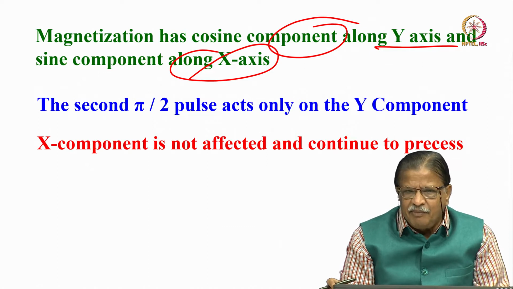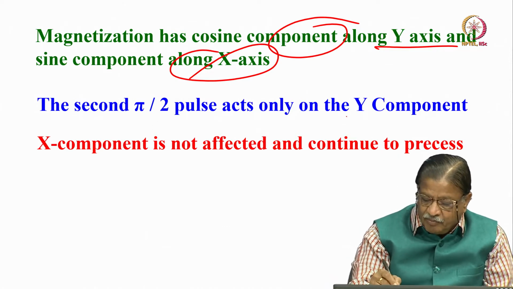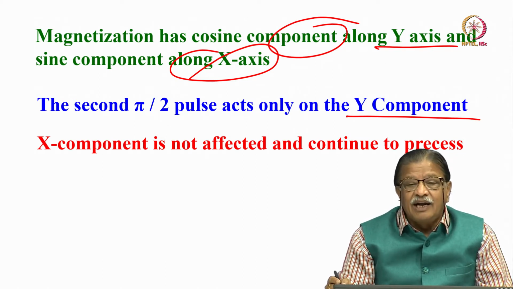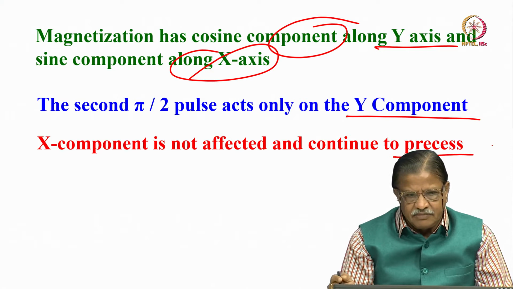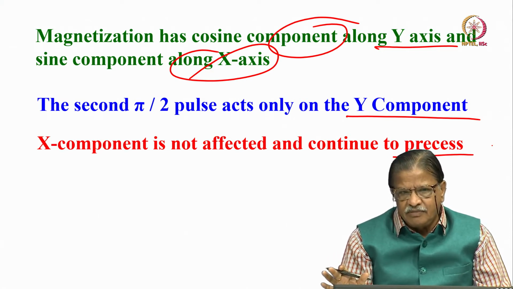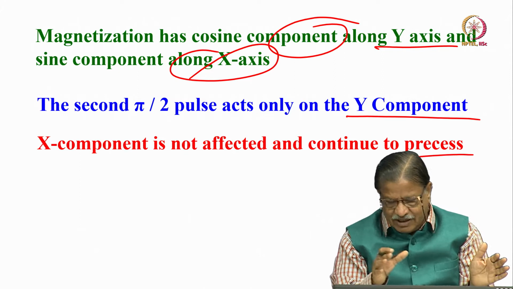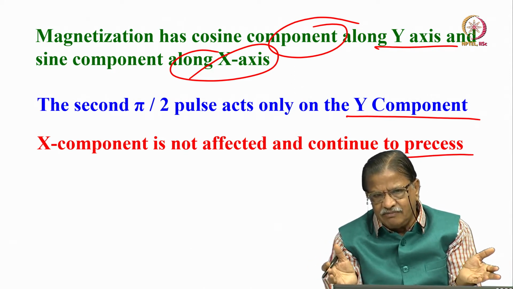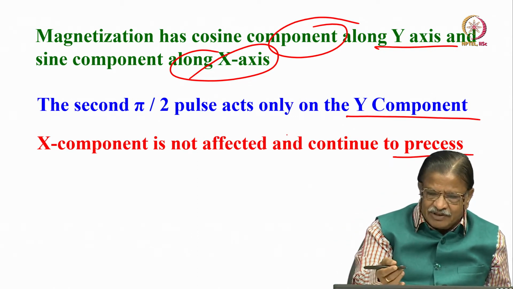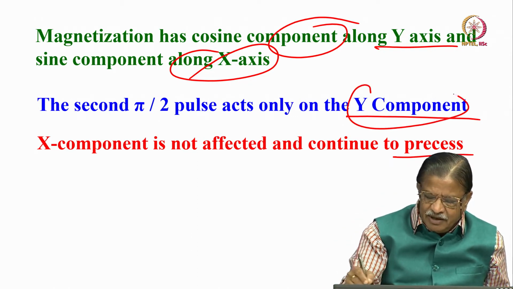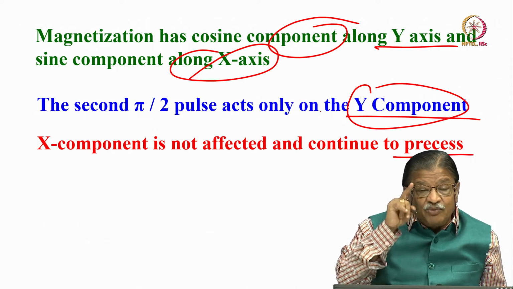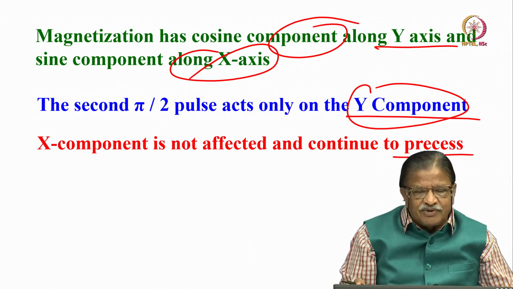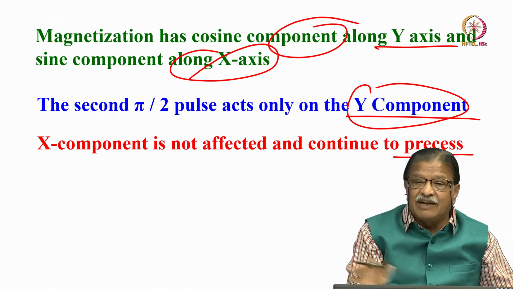Okay. Now, the second pi by 2 pulse acts only on the y component. The x component is not affected and continues to precess. Why is the x component not affected at all? When I apply the second pulse after a certain period during the evolution period, the magnetization has evolved, and after some time you apply a 90-degree pulse. Now what is going to happen? The 90 pulse acts only on the Y component. What happens to the X component? It continues to precess, it remains unaffected at all.